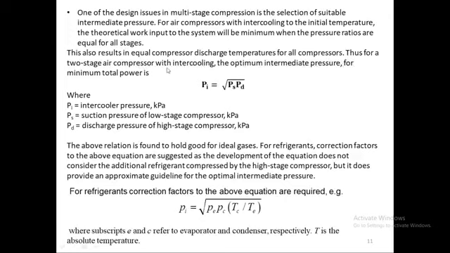Thus, for a two-stage compressor with intercooling, the optimum intermediate pressure for minimum total power, PI, that is the intermediate pressure, is equal to the square root of the suction side pressure times the discharge side pressure. The suction side is the lowest stage compressor suction, and discharge is the high stage discharge of the compressor. So PI is the intercooler pressure, PS is the suction pressure of the low stage compressor, and PD is the discharge pressure of the high stage compressor.